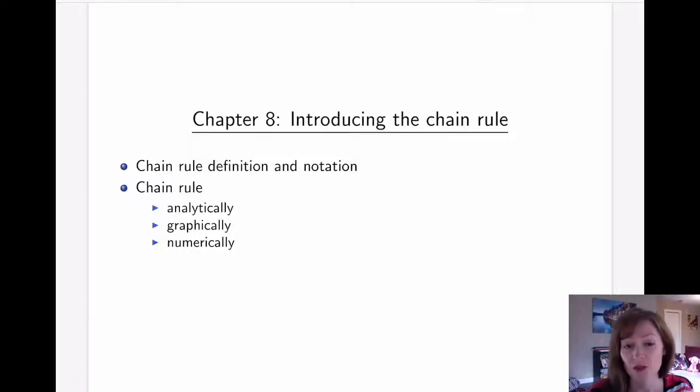Chapter 8 is all about chain rule. Chain rule is the last of differentiation rules and will complete our collection that so far consists of sum rule, difference rule, product rule, and quotient rule.